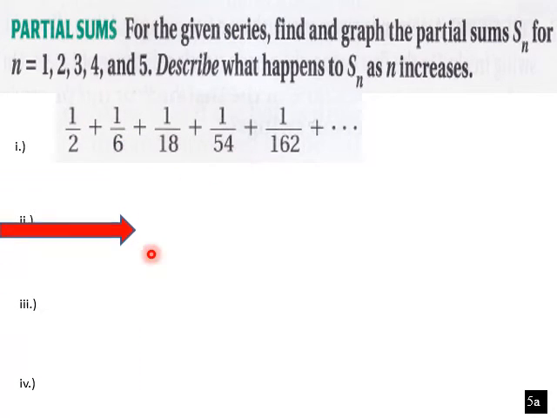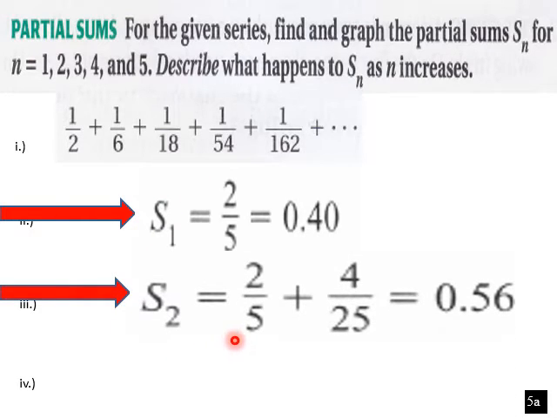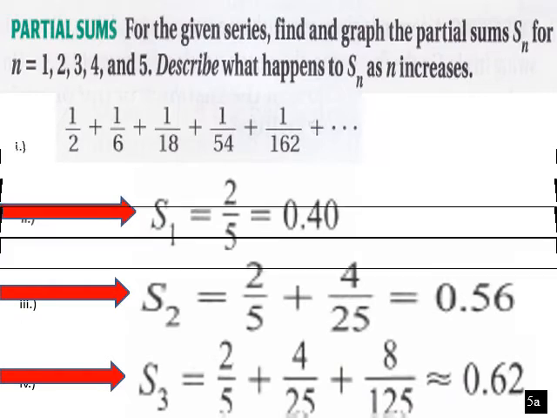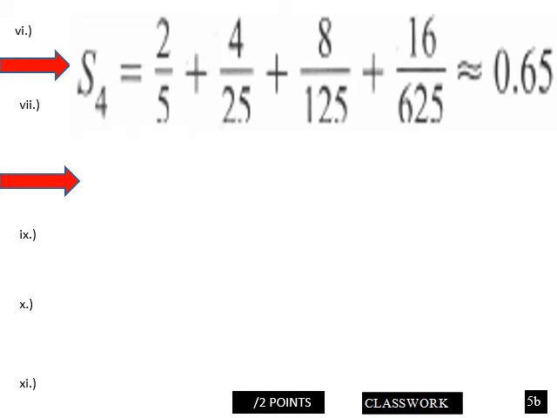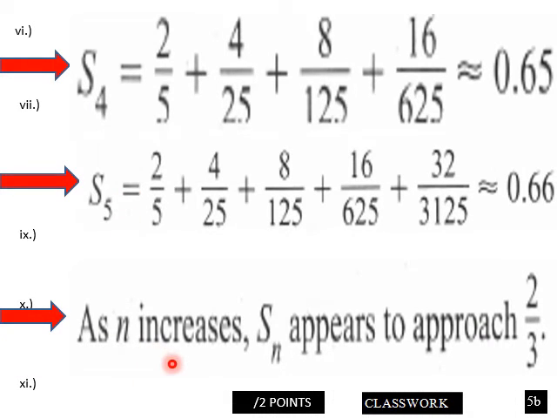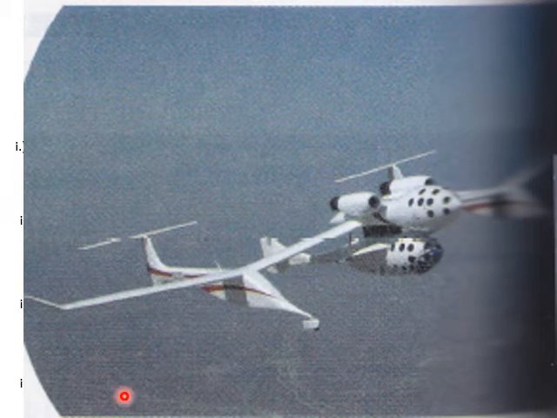Okay, here's our problem, here is our sum. So S1 is 0.4, 2 over 5. Then S2 is 2/5 plus 4/25, which equals 0.56. And then S3 is 0.62. S4 is 0.65, and then 0.66 for S5. As n increases, Sn appears to approach 2/3. So 0.67 will be 2/3, and that will be the graph of it.